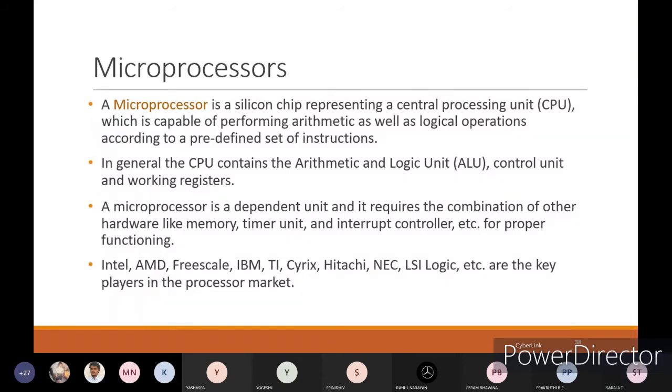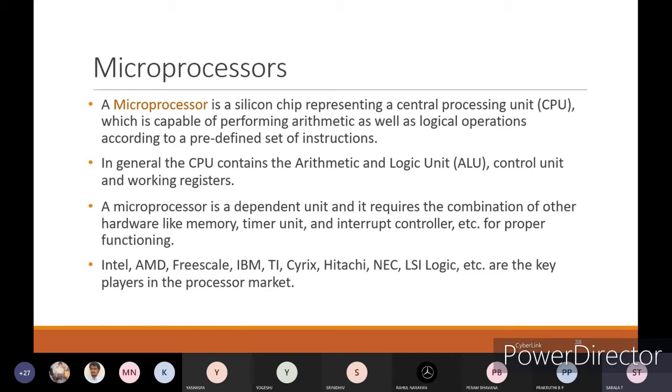All these operations you can do using the microprocessor. In general, the CPU contains the arithmetic and logic unit, ALU, the control unit and working registers. You have all these devices inside your microprocessor, which will support us with respect to the operations which can be done on the input data.